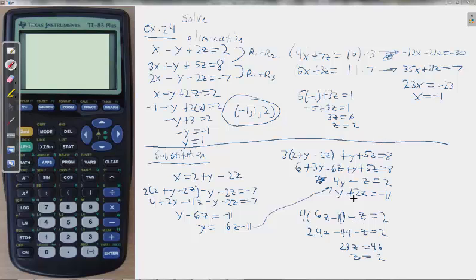And then I just take that and plug it into one of my two variables. So y equals 6 times 2 minus 11, which would be 1. And then x equals 2 plus 1 minus 2 times 2. So that would be 3 minus 4, which would be negative 1. And we get the same solution.